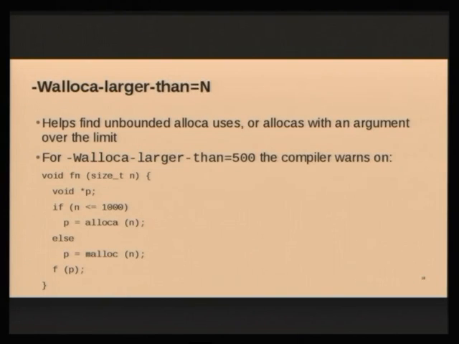Yeah, and then there's -Walloca-larger-than=0 that warns if you call alloca with 0, and then there's -Walloca that warns for any alloca. And when the argument comes from runtime, like from the user? Then too bad, we cannot. No, I think no optimization is apparently able to. But if it can figure it out, then it would warn.